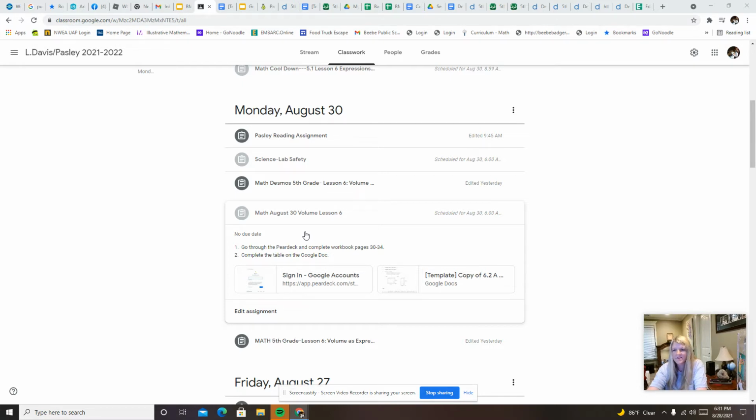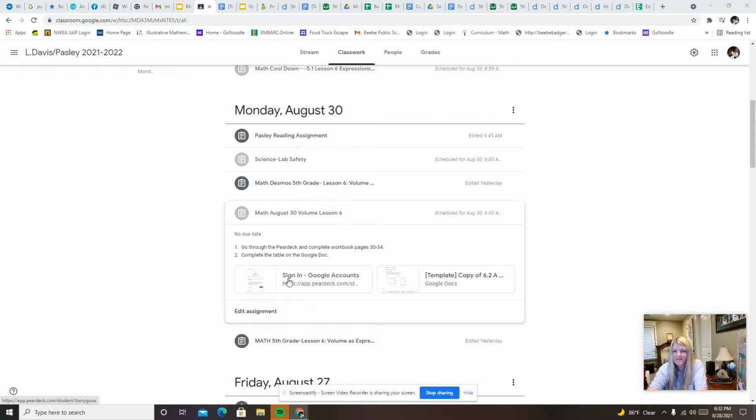Today we're going to look at a lesson on volume, and this is lesson 6. What I've done is just a Pear Deck like we have done in class, and there are a few other things that go along with it. You can also find workbook pages 30 through 34, which go along with the lesson as well.